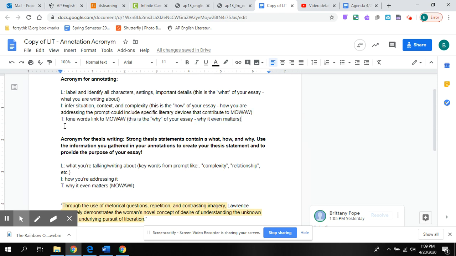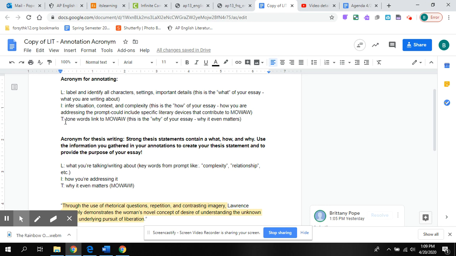So at the end, the T again stands for tone words. This is where we think you're probably going to be best suited in getting your sophistication point. If you're able to identify these lit devices, talk about how they contribute to meaning, which can in fact be tone, and then how these tones, these shifting ideas, shifting complexities of these characters contribute to the bigger picture.